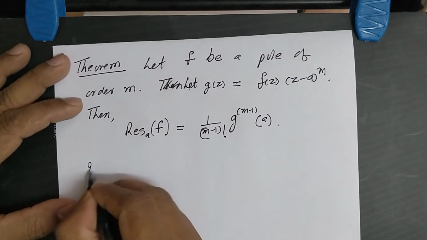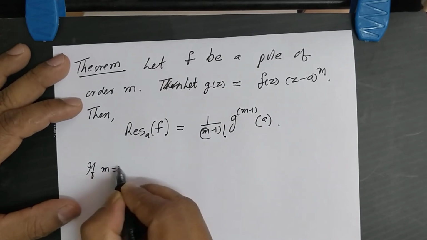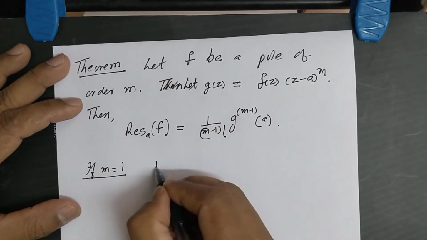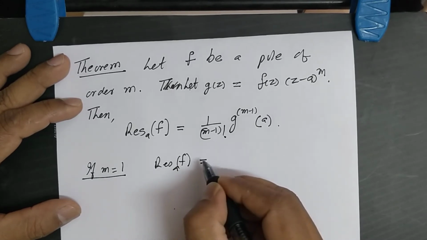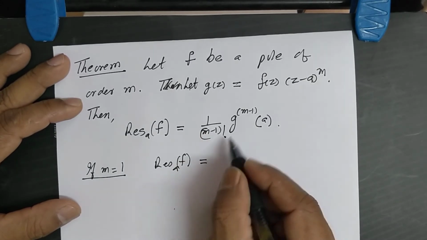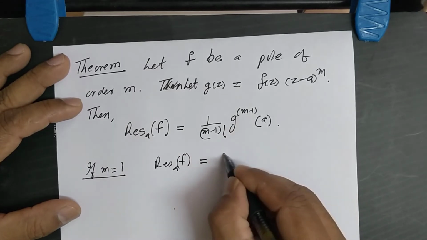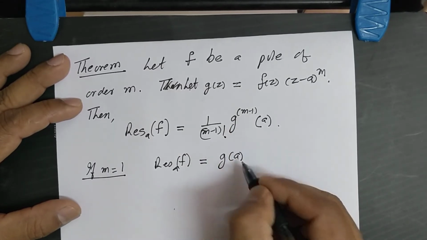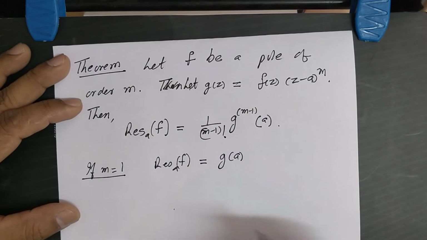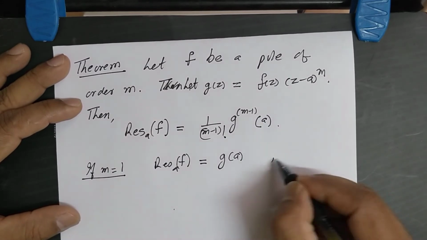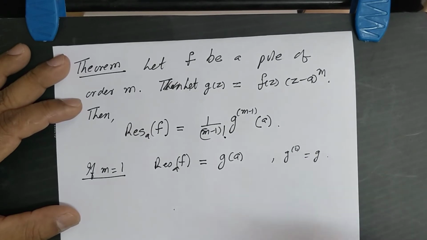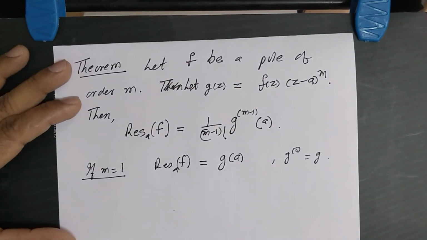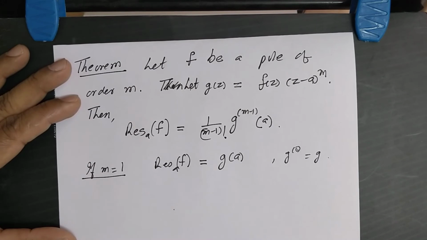So if m is equal to 1, for example, then the residue of f at a is 1 upon 0 factorial, which is 1, times g at a, the value of the function g at a. So there is no differentiation.